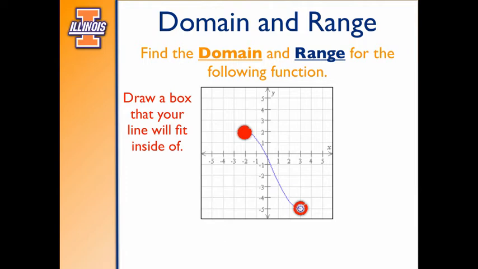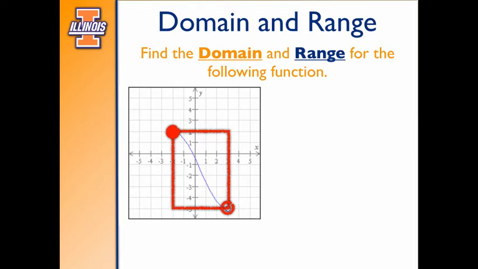So we're going to have to figure out how far to the right and the left does this curve go, how far up and down does this curve go, and that's going to be the edges of our box. And the box should look something like this. So now we're going to move that off to the side, and we're going to talk about domain.